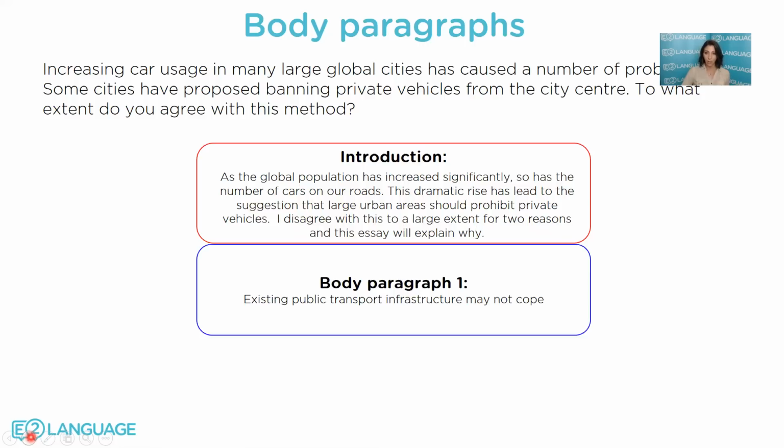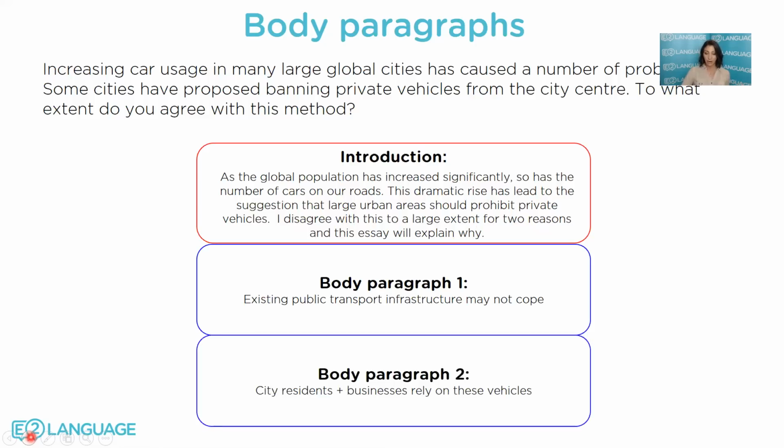Body paragraph 1, I talk about lack of infrastructure to be able to cope with this. Body paragraph 2, I talk about city residents and businesses relying on the use of cars. So I've taken my ideas from my brainstorming and I've made them the main body of my paragraphs.